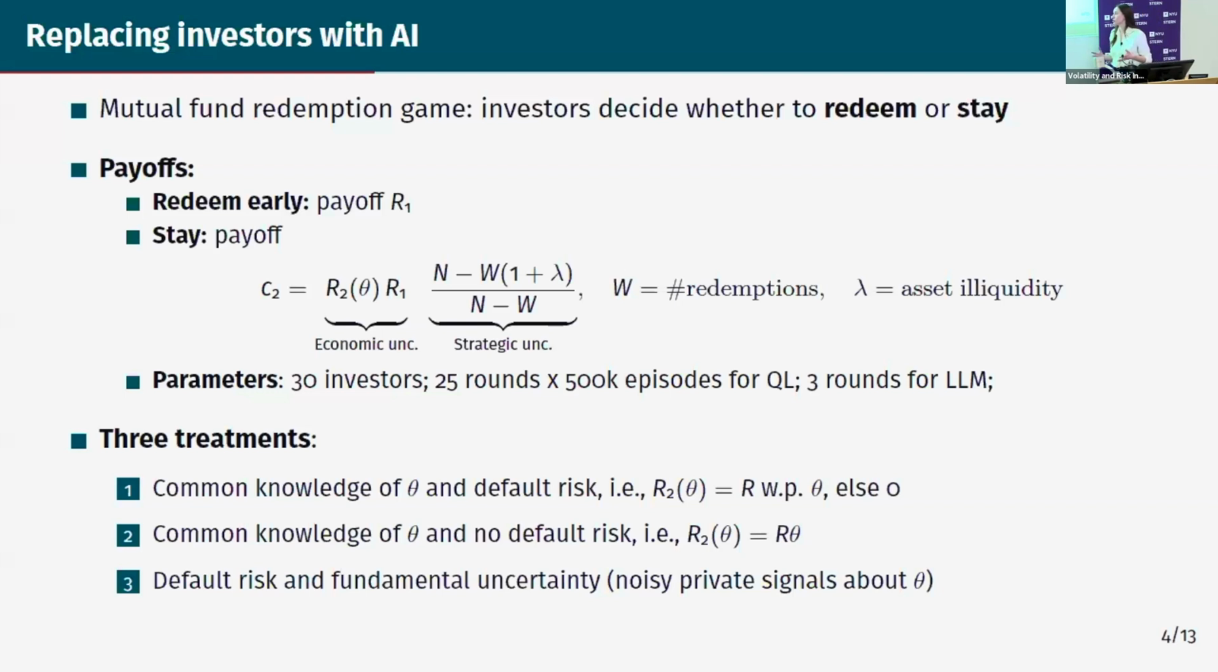And we have 3 different treatments or arms. The first one is common knowledge of theta. So everyone knows that everyone knows that everyone knows about economic fundamentals. And we also have default risk. So with some probability, there is a chance that the fund will fail in period 2. Second treatment is common knowledge of theta and no default risk. So in the second period, you get your payoff with certainty. And then the third treatment is default risk and fundamental uncertainty. So no more common knowledge of theta, and each investor receives a noisy private signal about theta.